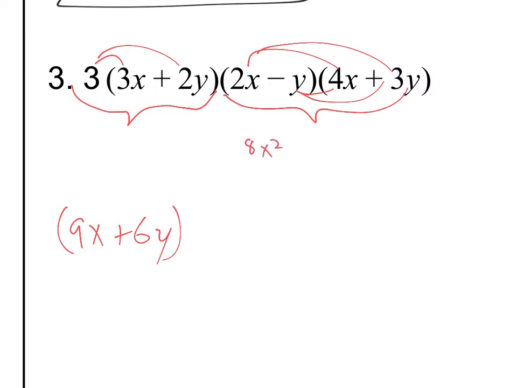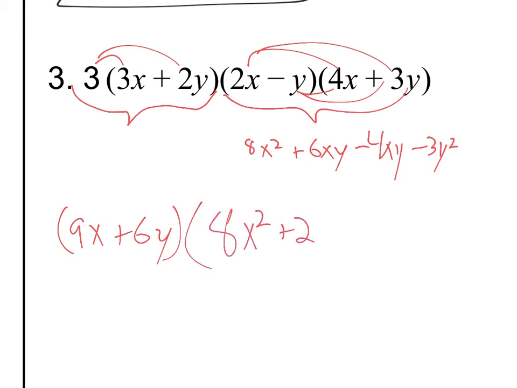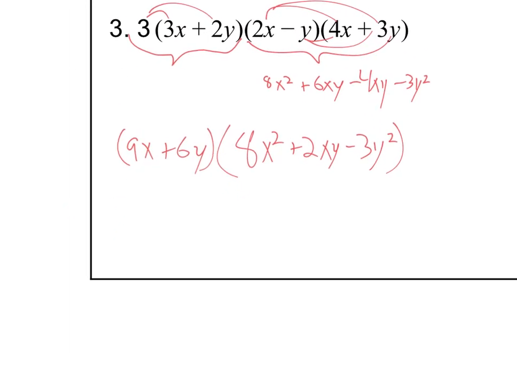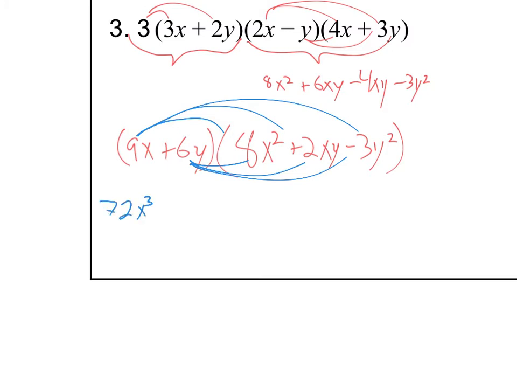So it's 8x squared plus 6xy minus 4xy minus 3y squared. After combining like terms, that'd be 8x squared plus 2xy minus 3y squared. Ooh, we're going to get some big numbers here, fellas. Buckle up. So now we get to distribute again. So this 9x gets multiplied to everything in parentheses, and 6y does the same. So 9 times 8 is 72, x to the third, plus 18x squared y, minus 27xy squared. And now for the 6 times 8 is 48 x squared y.